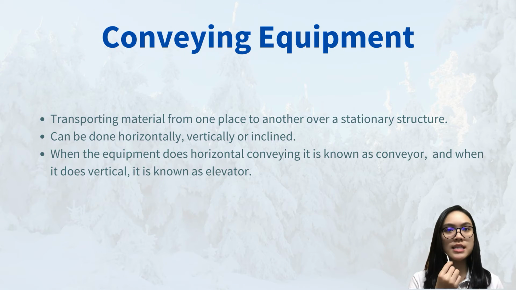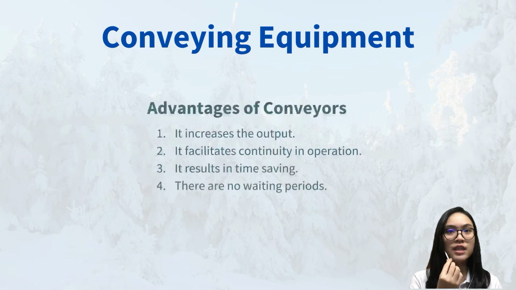Conveying equipment is an equipment for transporting materials from one place to another over a stationary structure. When the equipment does it horizontally, it is known as conveyor, and when it is done vertically, it is known as elevator. The advantages of conveyor are it increases the output, it facilitates the continuity in operation, it results in time saving, and there are no waiting periods. Some of the popular conveyors are as follows.